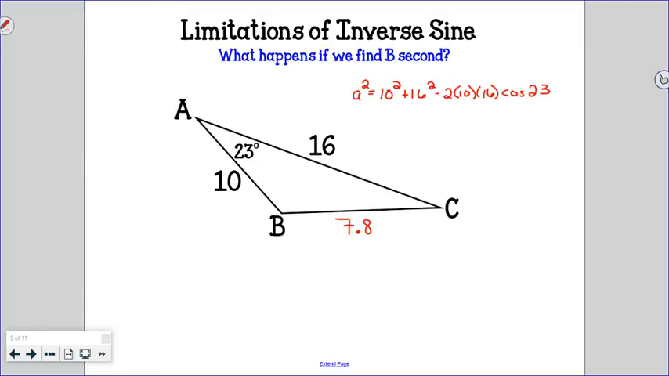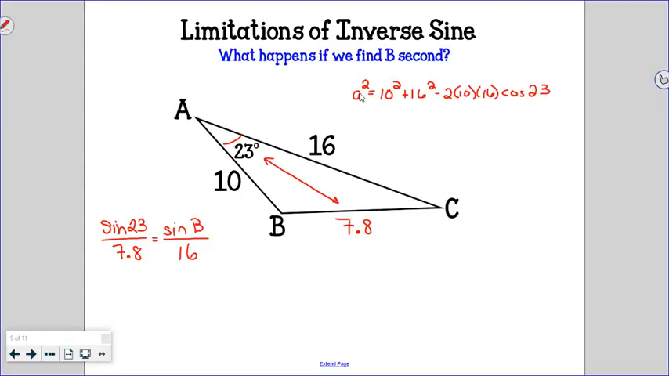Okay. The first thing we should have come up with, and I got around to some people, but we should have gotten 7.8. We're going to pause there. Everyone good with 7.8? Great. Then I told you you have to move to law of sines. So we're going to use this angle across from this side. We now have enough to move to law of sines. Sine of 23 over 7.8 equals the sine of B over 16.